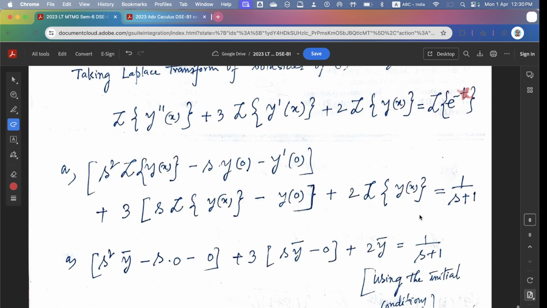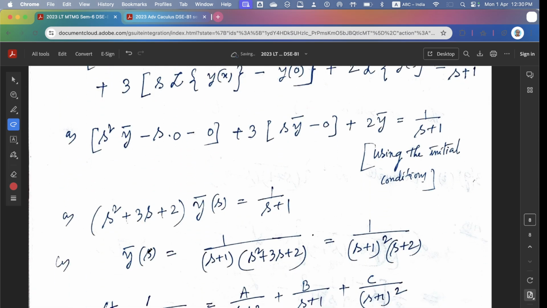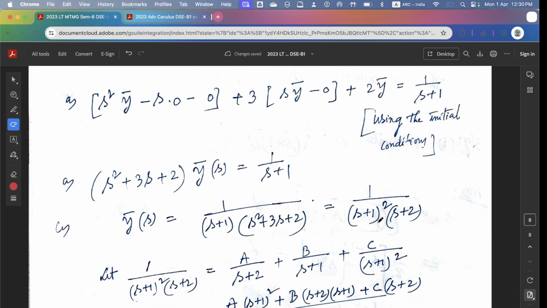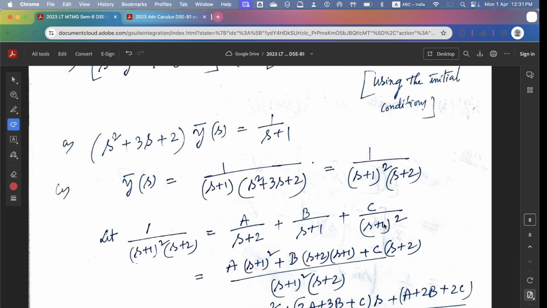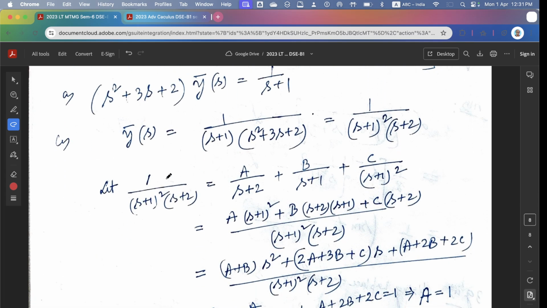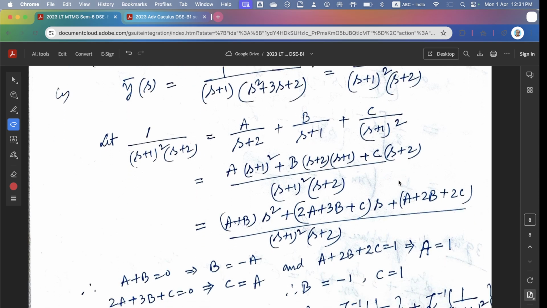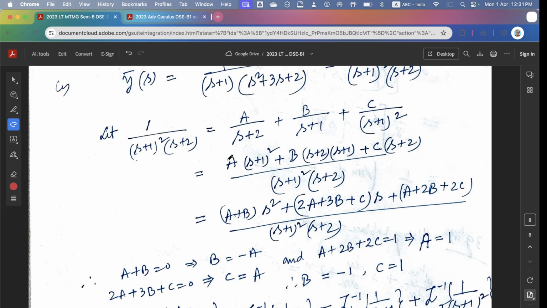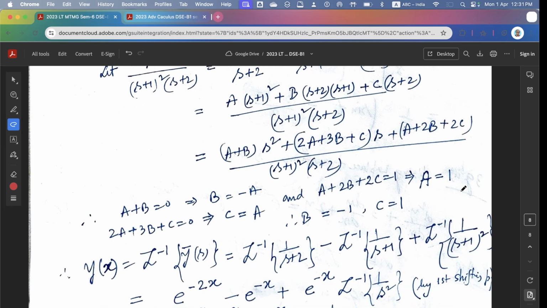So in the simplification we can write y bar(s) equals 1 by (s plus 1) into (s square plus 3s plus 2), that is equal to (s plus 1) into (s plus 2). So (s plus 1) whole square into (s plus 2). And by using partial fractions, we can write this equal to A by (s plus 2) plus B by (s plus 1) plus C by (s plus 1) whole square. Comparing the coefficients from both sides, we get A plus B equal to 0, 2A plus 3B plus C equal to 0, and A plus 2B plus 2C equal to 1, and we get the value of A equal to 1, B equal to minus 1, C equal to 1.